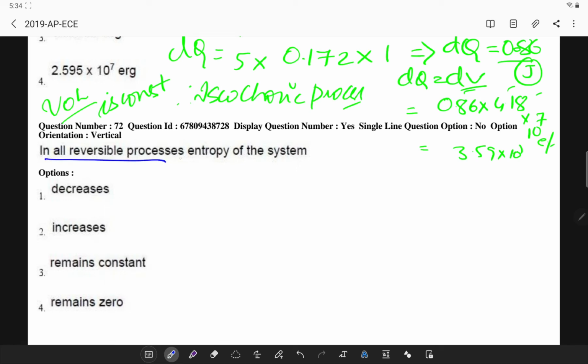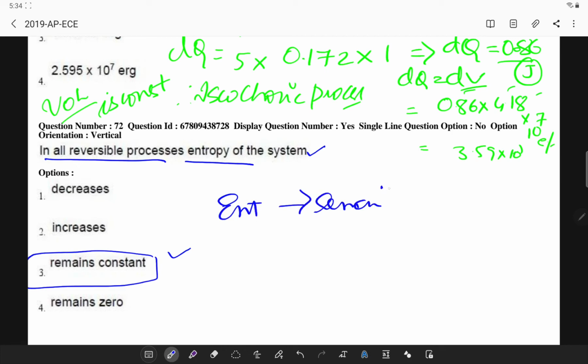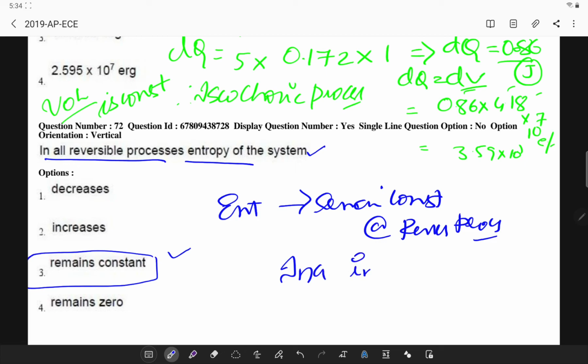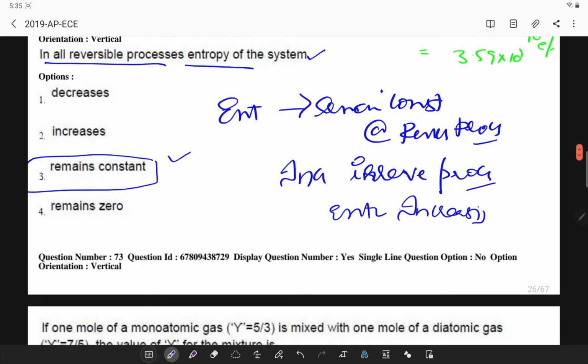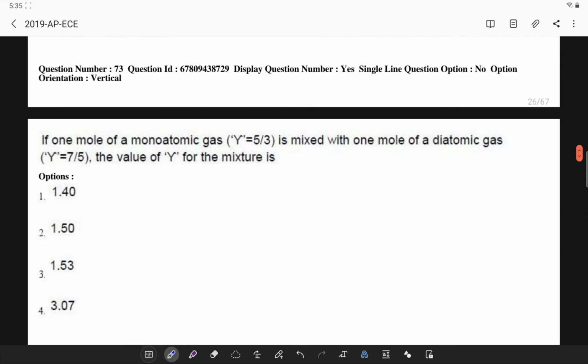So in all reversible processes, the entropy of the system will remain constant. Entropy remains constant basically in a reversible process. In case of an irreversible process, entropy will be increasing. So next, let's go to the next question.